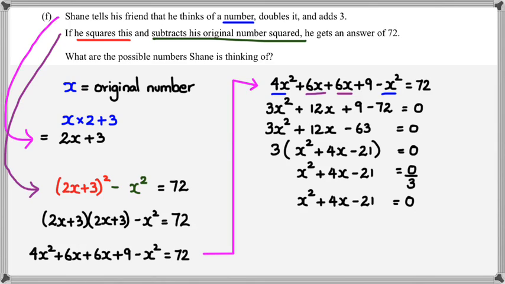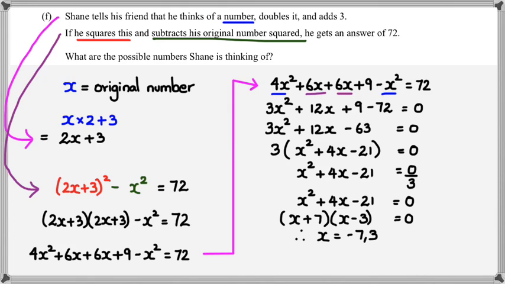So at this point, you need to factorize this. What two numbers multiply to negative 21 and add to 4? It's going to be positive 7 and negative 3. So we've got x plus 7 multiplied by x minus 3 equals 0. So we either get x is equal to negative 7 or positive 3.